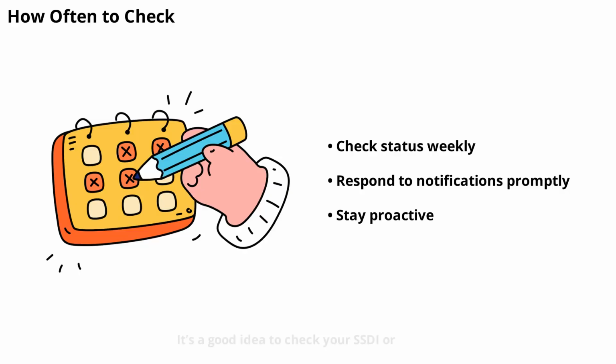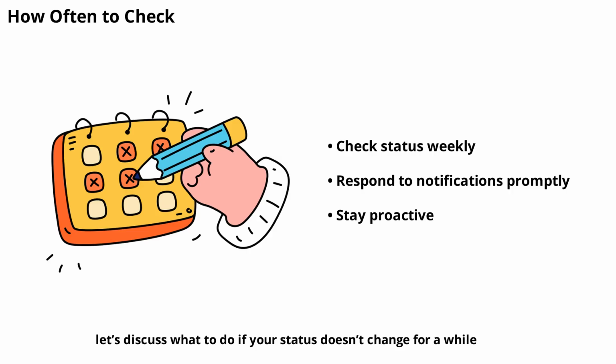It's a good idea to check your SSDI or SSI application status online at least once a week. This helps you catch any updates or requests for additional information quickly. If you receive a notification from the SSA, log in as soon as possible to review the details. Staying proactive can help prevent delays and ensure you don't miss important deadlines. Next, let's discuss what to do if your status doesn't change for a while.